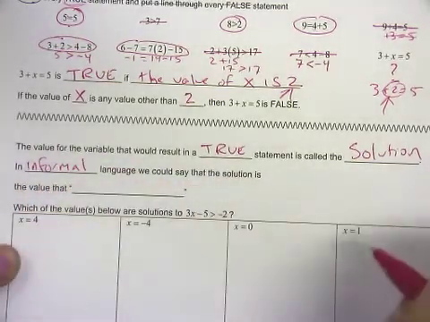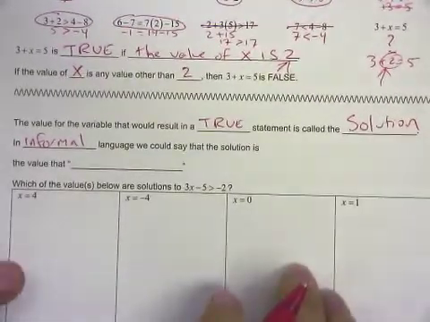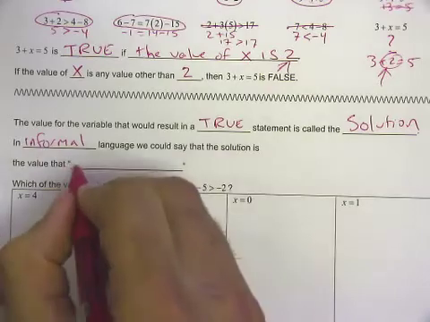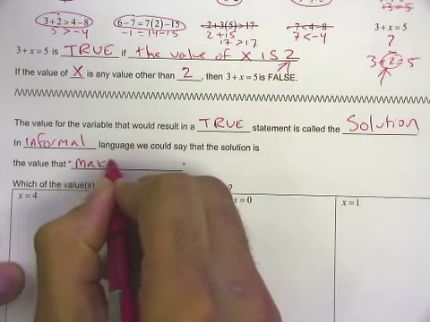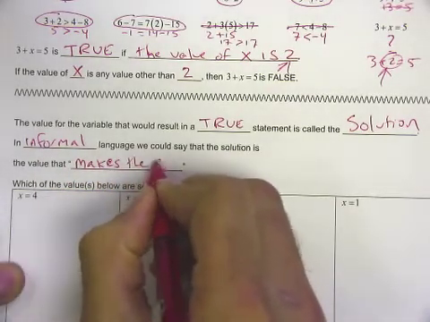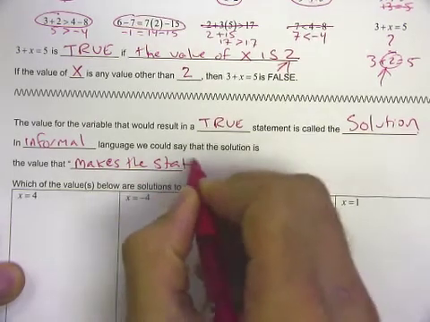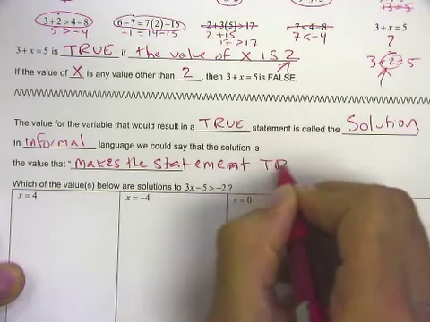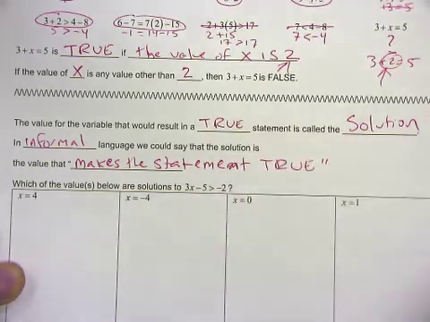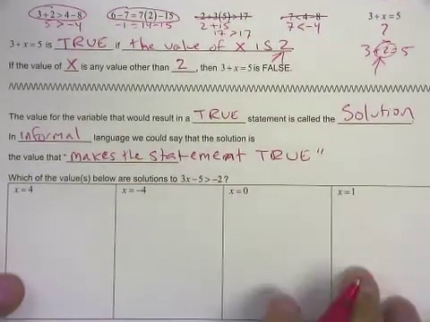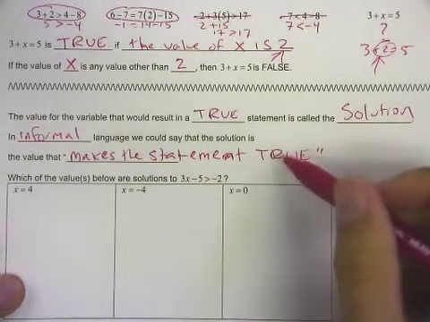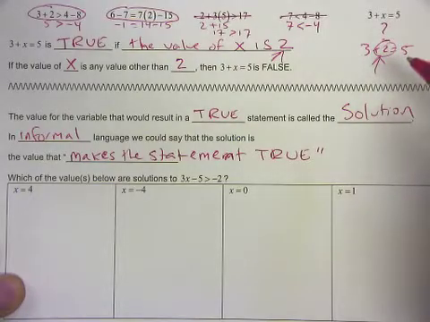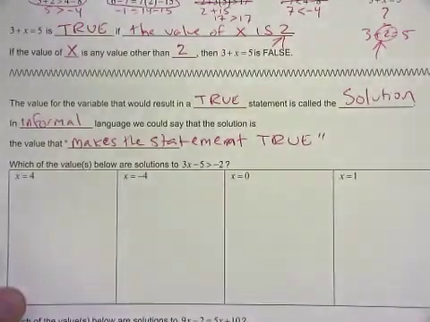In very informal language, so not mathy words, not things you would want to write on a test or a quiz to explain what a solution is, we could say that the solution is the value that we'll oftentimes say makes the statement, I'm going to go way past the end of my quotes, statement true. All right, now when we say makes the statement true, really what we're saying is it's the value that when the variable is worth that amount, then the statement is true.